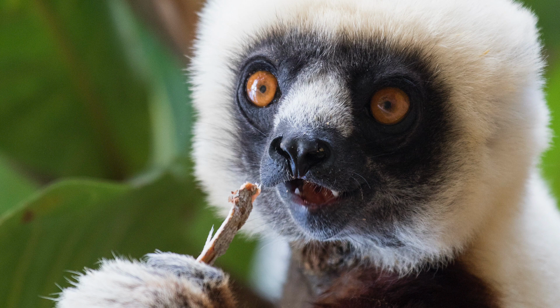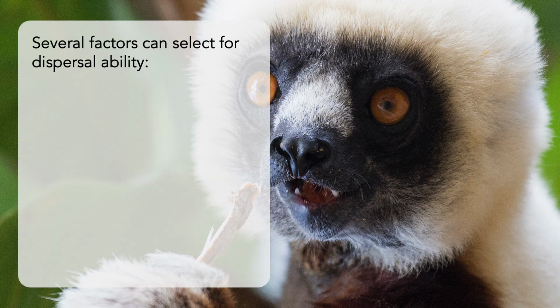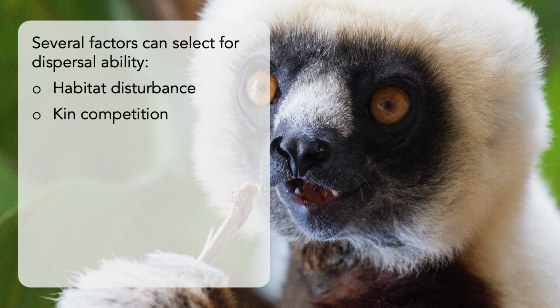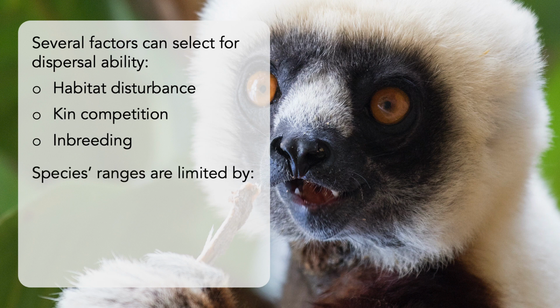Dispersal is expected to play an important role in the ability of species to adapt to global warming and other anthropogenic global change. Several factors can select for dispersal ability, including habitat disturbance, competition among close relatives, and inbreeding. However, species ranges are limited by a number of factors. Dispersal barriers are essentially a loss of interconnected habitat. They are often physical, like mountains, rivers, or roads and farmlands.